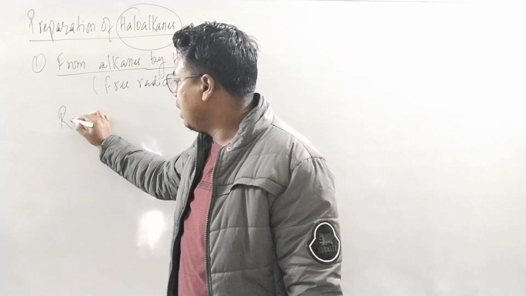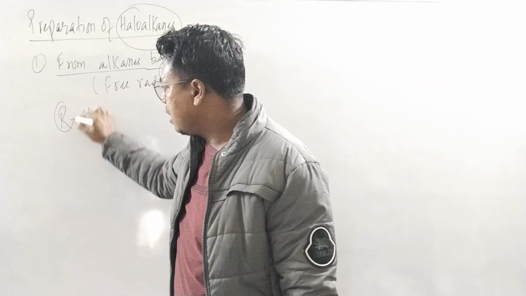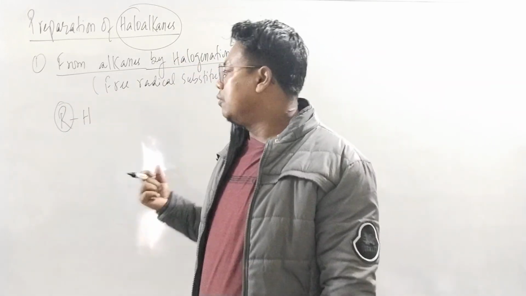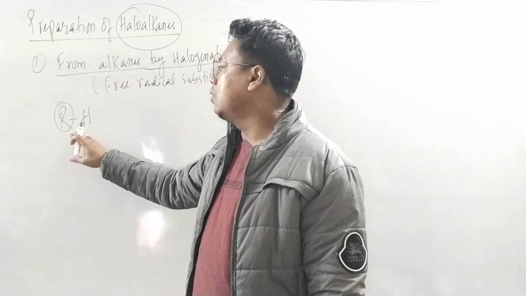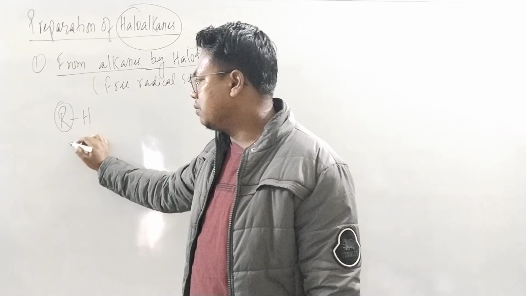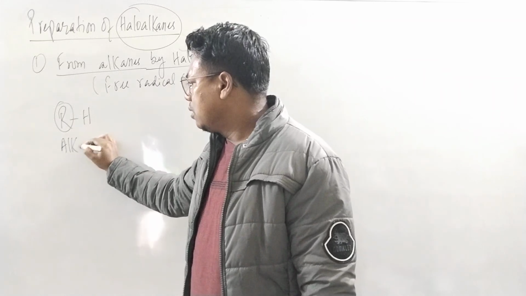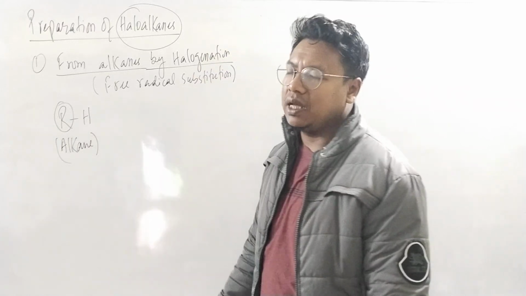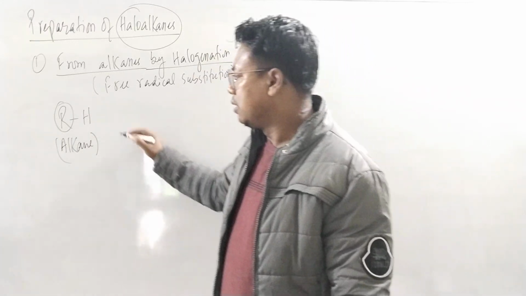So we are taking an alkane here. This is R. R is alkyl group. Alkyl group is formed by removing one hydrogen from alkane. So I am again keeping that hydrogen. So this becomes alkane. This is alkane. R, H is alkane. R is alkyl group. H is hydrogen.